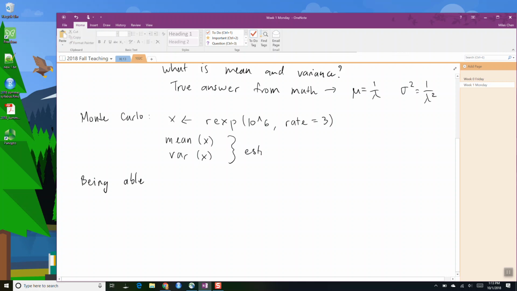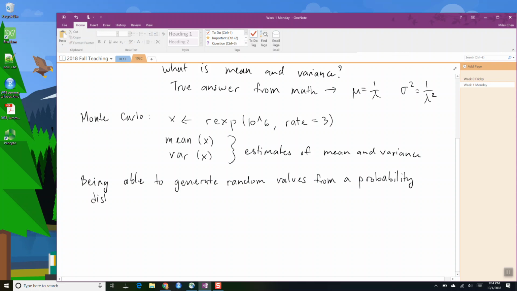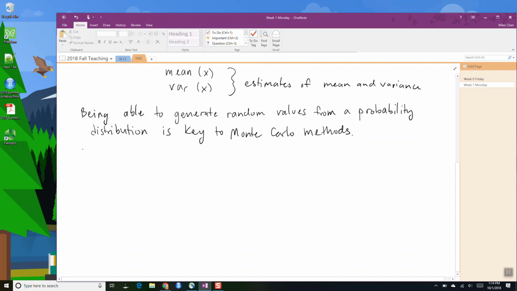Okay, so I should say these provide estimates of mean and variance. So being able to generate random values from a probability distribution is key to Monte Carlo methods. All right, so today we are going to look at one method for generating values from a probability distribution, whatever it may be. Okay, so today we learn the inverse CDF method.